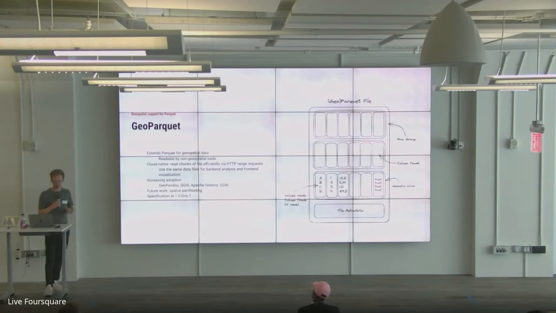It's cloud native in the sense that you can have large files in the backend and read portions of the file with HTTP range requests directly from the front end without having to fetch the entire file. And so that's really powerful because you can use the same data both for analysis on the backend and for front-end visualization without having to make multiple copies of the data.